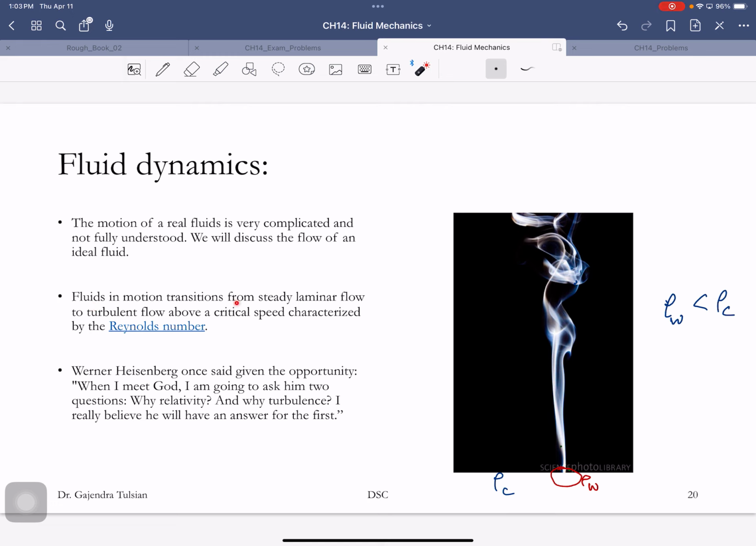Fluids in motion transition from steady laminar flow to turbulent flow above a critical speed. So after a certain speed is reached, the flow becomes turbulent, characterized by a Reynolds number.